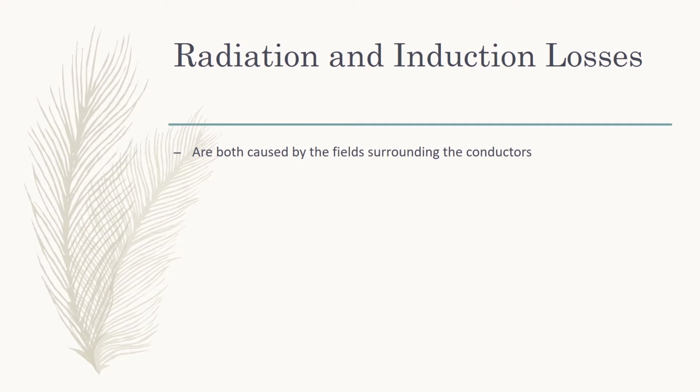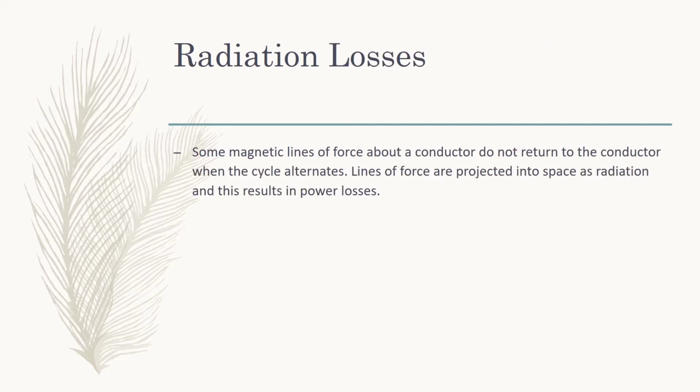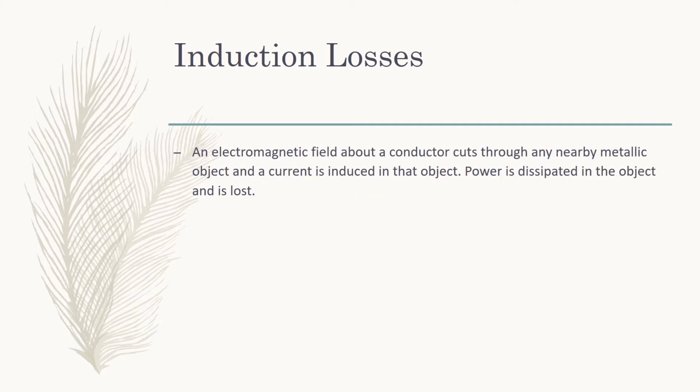Radiation and induction losses, both caused by the fields surrounding the conductors. Radiation losses. Some magnetic lines of force about a conductor do not return to the conductor when the cycle alternates. Lines of force are projected into space as radiation, and this results in power losses. Induction losses. An electromagnetic field about a conductor cuts through any nearby metallic object, and a current is induced in that object. Power is dissipated in the object and is lost.